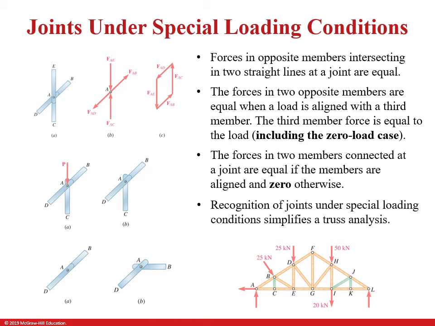For example, this is a truss analysis. And all they've done is they've highlighted in green the zero force members. So you can see here, right, you've got two members aligned here. This is a zero force member. You've got, in this case, two members aligned again, two members aligned over here. This is also a zero force member. And then this is also a zero force member because the force is being transmitted directly through HJ, JL.